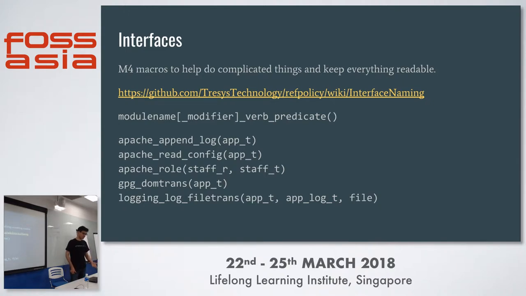Interfaces. These are the ones I've been talking about all the time. They're named, in general, module name, verb, predicate. So apache_append_log. Logging is the module for most things under var log and stuff like that. So if you want a file transition from the log type, or a gpg domain transition, this will allow apt to run gpg. And when it does so, it'll run it in gpg_t.